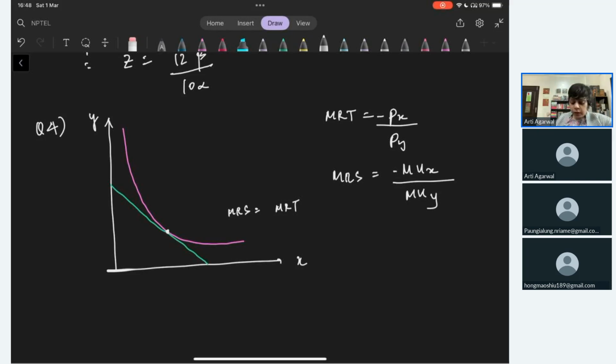Now, at the point of tangency, the very fact that this is a point of tangency means that the slope of both the curves is going to be the same. Mathematically, that is what we know. Now, intuitively, suppose there is this one point here. At this point, the curve is something like this, right? This is the tangent at this point, okay?